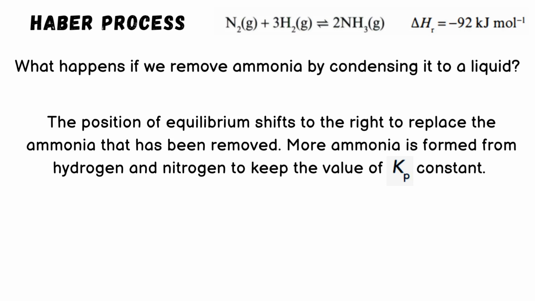What happens if we remove ammonia by condensing it to a liquid? The position of equilibrium shifts to the right to replace the ammonia that has been removed. More ammonia is formed from hydrogen and nitrogen to keep the value of Kp constant.